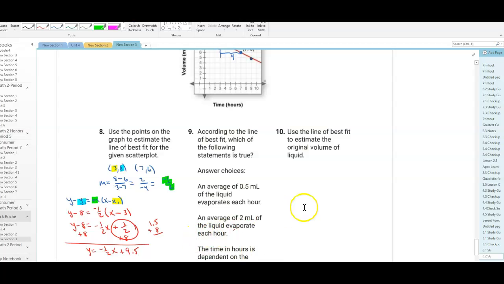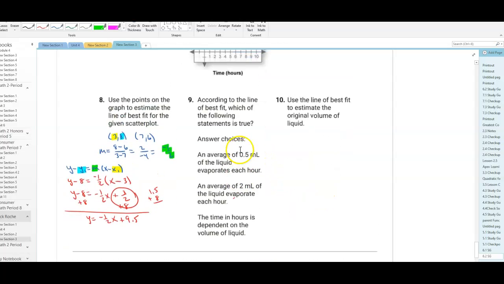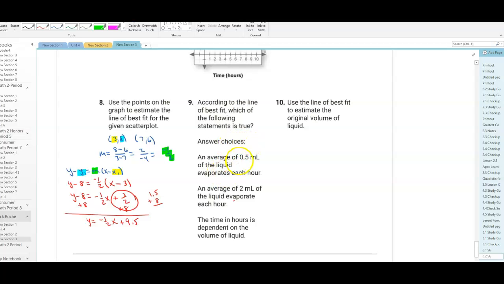Okay? So according to the line of best fit, which of the following statements is true? An average of 0.5 milliliters of liquid evaporates each hour. Are we gaining or losing? Since evaporate means loses, that means our slope would be negative 0.5.